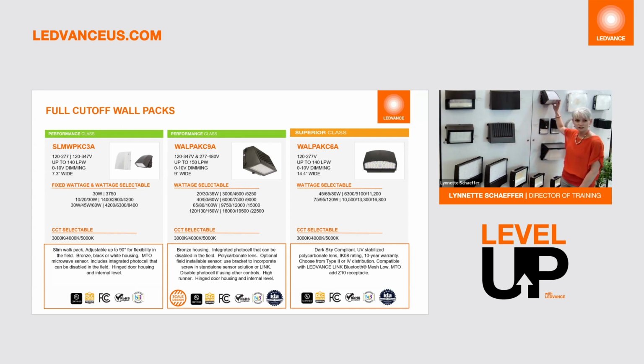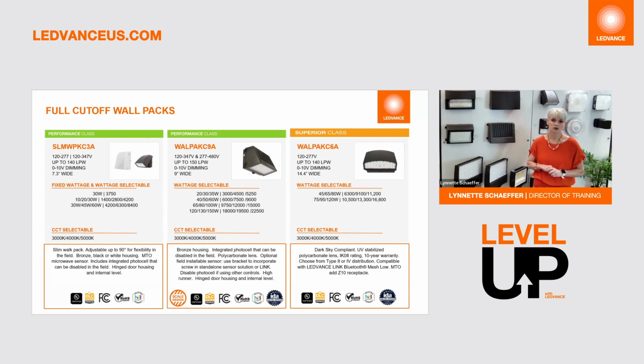So this is what that looks like right here. So you basically get it positioned where you want it, and then you just take screws and tighten them up on the side. So it's a nice little feature. You can aim that light exactly where you want it and it gives you the flexibility in the field that you might need. Now we also offer a made-to-order microwave sensor. Otherwise, it does come with that integrated photo cell, the hinge door housing that I talked about, the internal level, as well as the fixed wattage or selectable wattage.